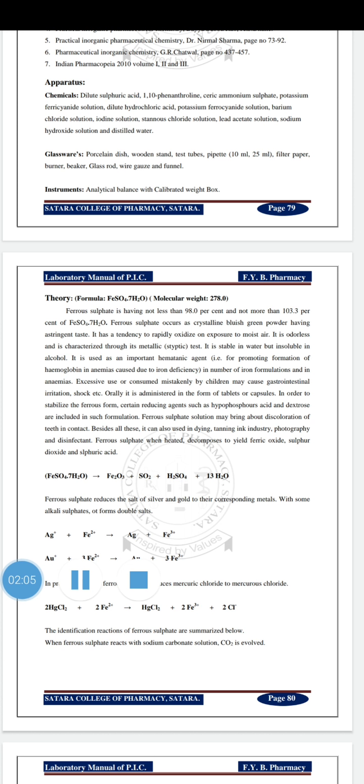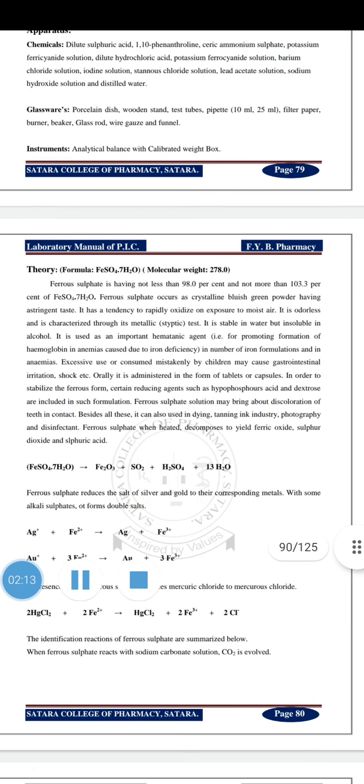for promoting formation of hemoglobin in anemia, which is caused due to iron deficiency, and in a number of iron formulations, and in anemias excessive use or consumption mistakenly by children may cause gastrointestinal irritation and shock. Then orally it is administered in the form of tablet or capsule.